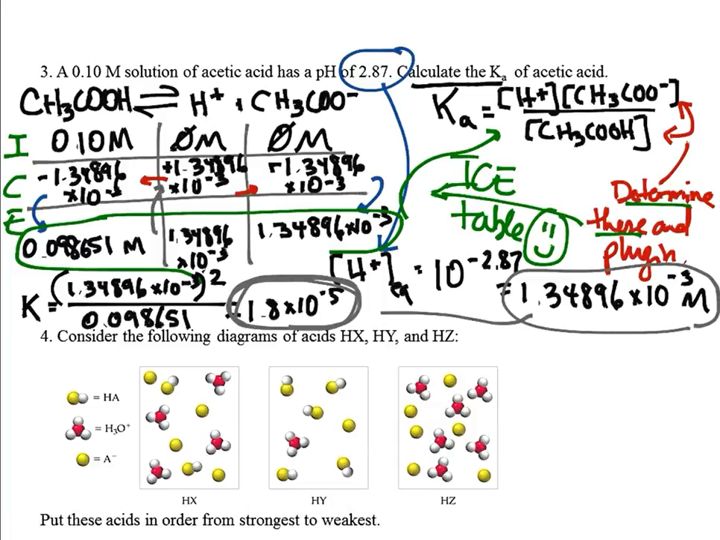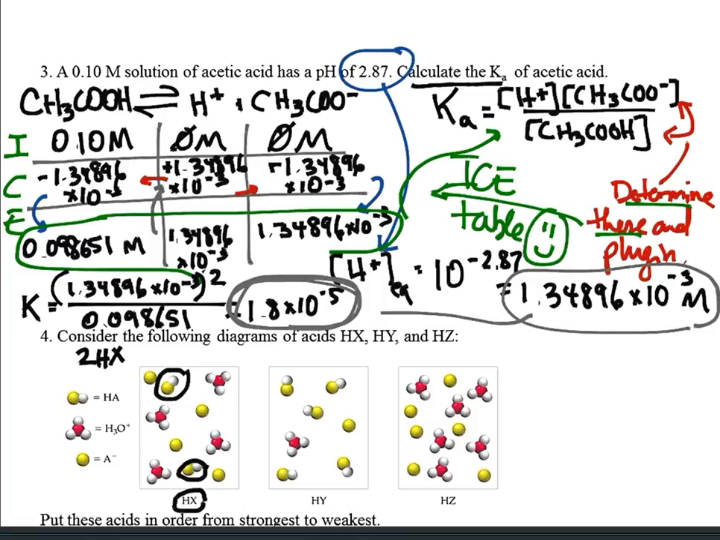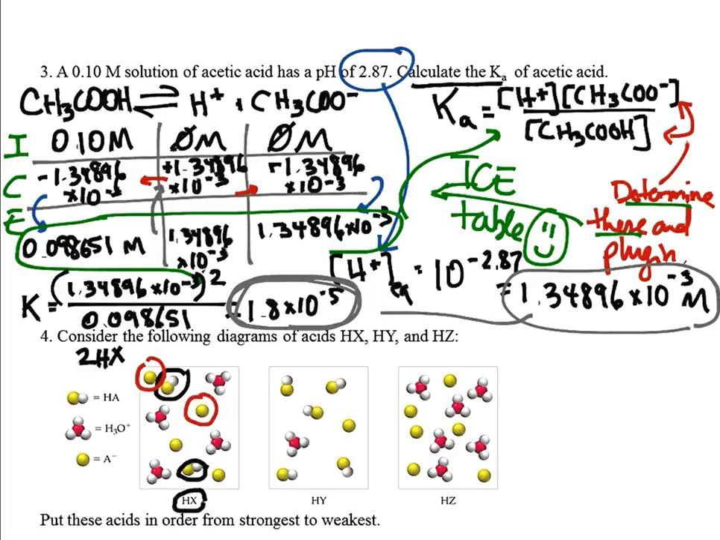Number 4 is the last question. We're going to put these acids in order from strongest to weakest. So strength of the acid is determined by how much it dissociates. Strong acids completely dissociate, and weak acids do not dissociate as much. So here we're going to count how many intact HX acids are left. There are 2, and then there are 1, 2, 3, 4 X minuses. So 4 X minuses.